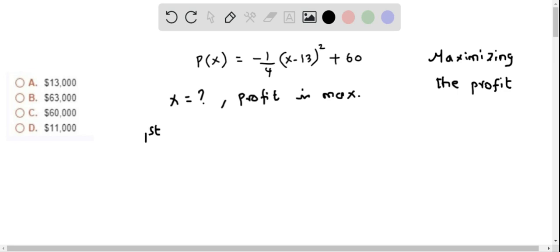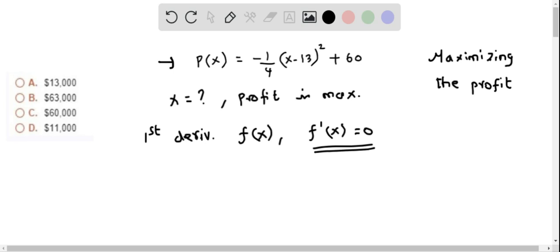According to the first derivative test, we know that function f of x is maximum at f prime of x equals 0. That is, at the first derivative, it could be either maximum or minimum. We can determine that when we check with the second derivative as well. So first we will find the derivative of the profit function and set this equal to 0.